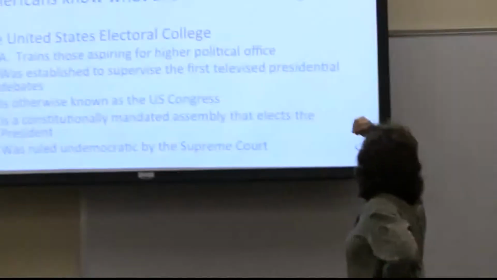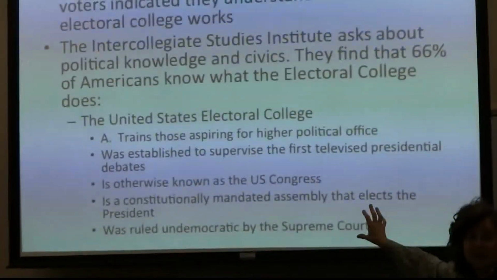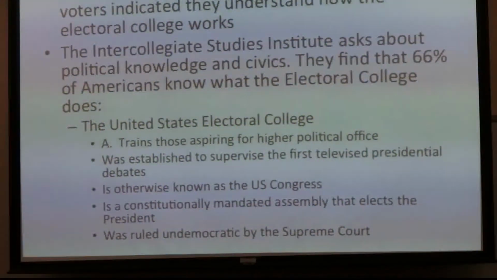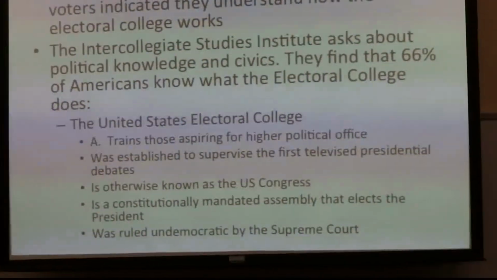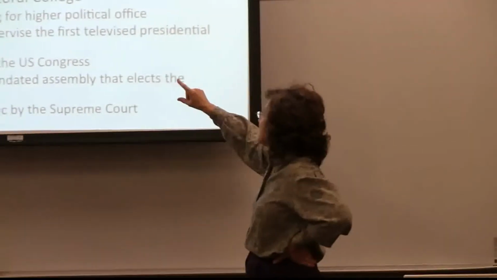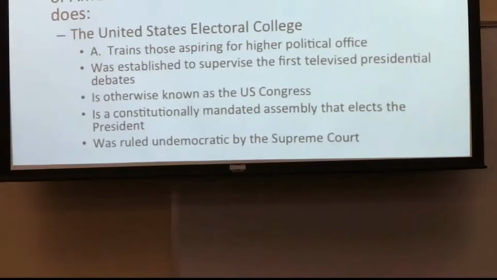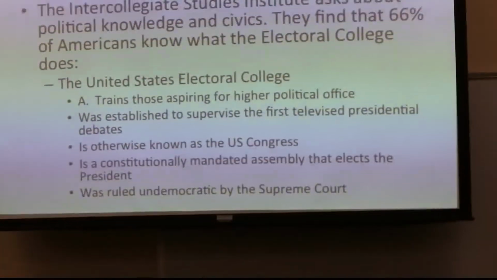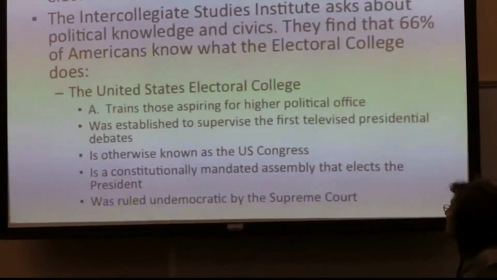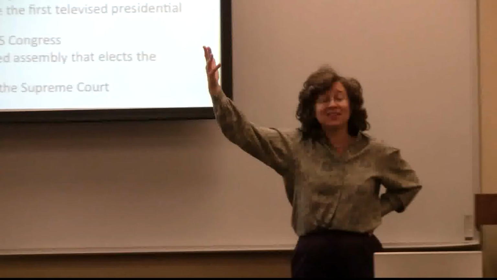The Intercollegiate Studies Institute asks about political knowledge and civics, and it was really interesting because on this question, people actually got the answer right more often than elected officials. Yeah, I know. It's pretty bad. So they find that 66% of Americans, and it was like 55% of elected officials, know what the Electoral College does. And the question was, the United States Electoral College trains those aspiring for higher political office, was established to supervise the first televised presidential debate, is otherwise known as the U.S. Congress, is a constitutionally mandated assembly that elects the president, and was ruled undemocratic by the Supreme Court. And so 66% of the public did get that right. So that does confirm at least somewhat what ABC News found.